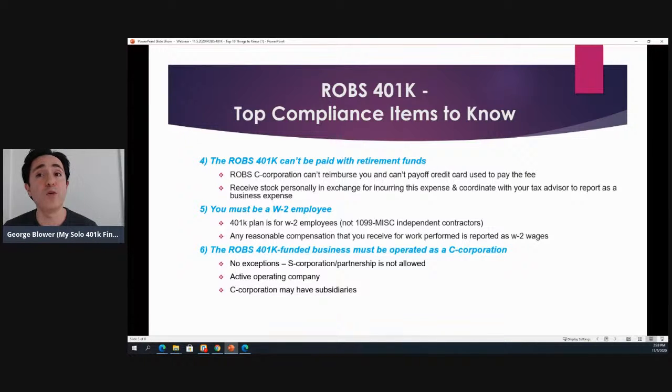And that's going to be helpful from a ROBS 401k compliance perspective, because under the ROBS 401k rules, you cannot own 100% of the stock through the 401k. So that would help satisfy that requirement. You would still want to coordinate with your business tax advisor to report that cost of setting up a 401k plan as a business expense. So from your perspective, it's part of your personal investment for which you would receive stock in the company. From the business perspective, it's an expense.